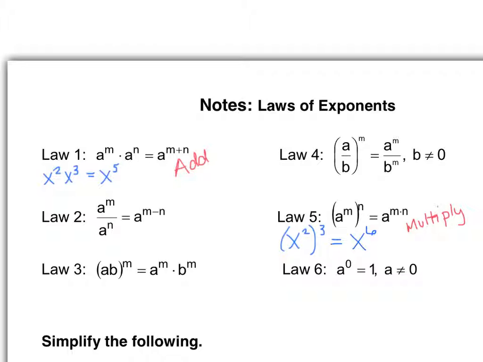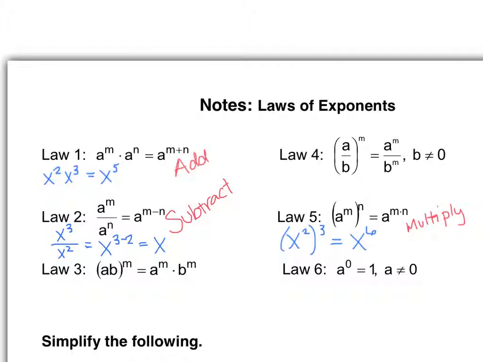So see the difference between law 1 and law 5. Now law 2 is similar to law 1, except instead of multiplying, we are dividing. And so in our answer, instead of adding, we will subtract. So this is when you subtract exponents. Let's do another example. Say x cubed is on top, x squared is on the bottom. So this equals x to the 3 minus 2, which is just x to the 1.